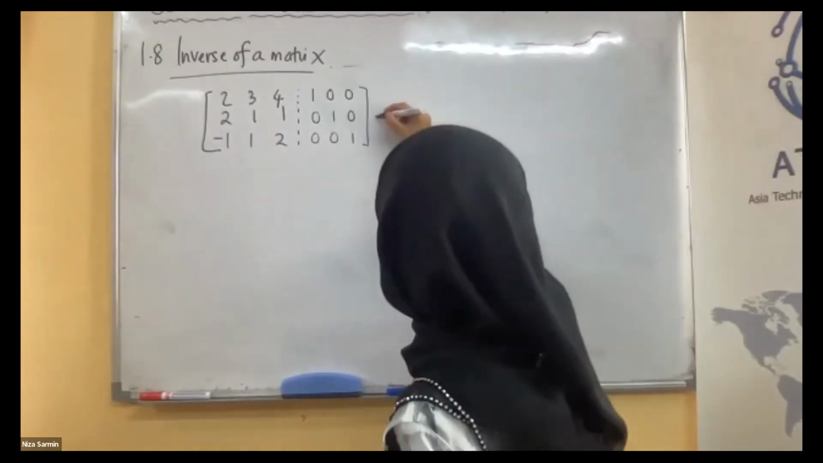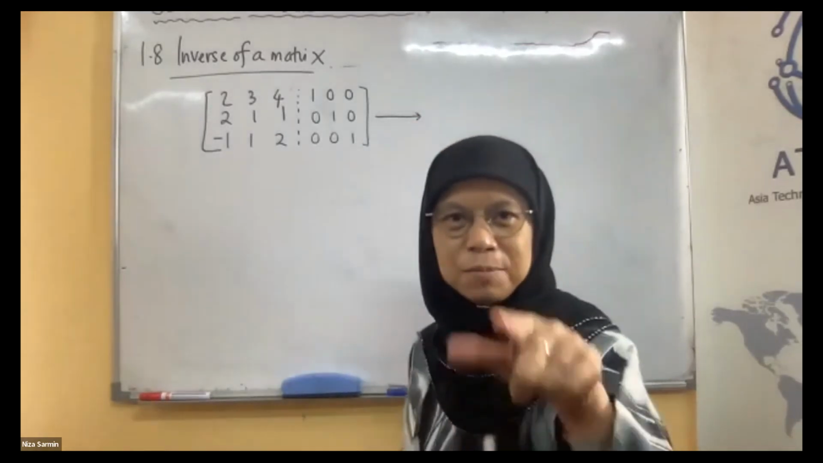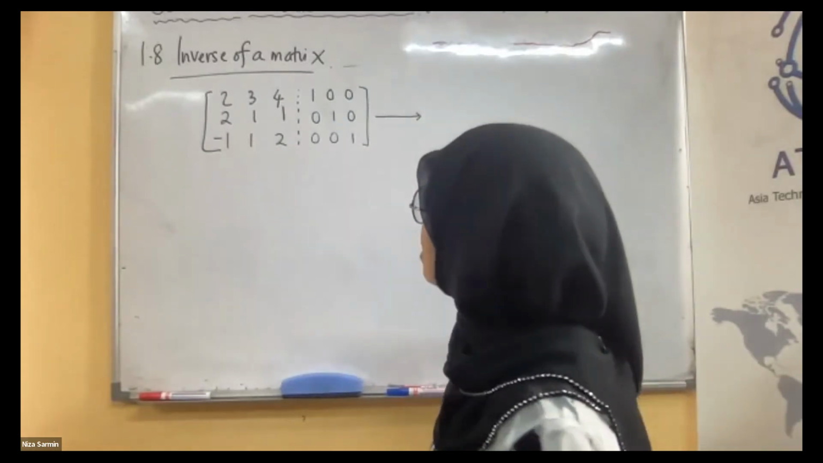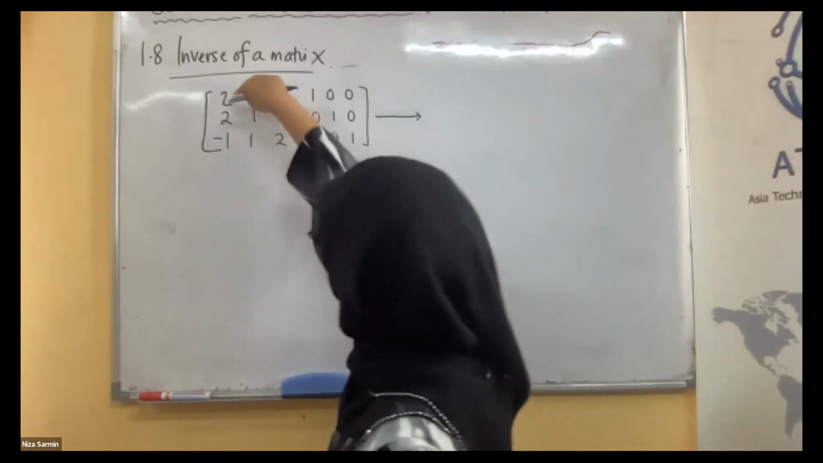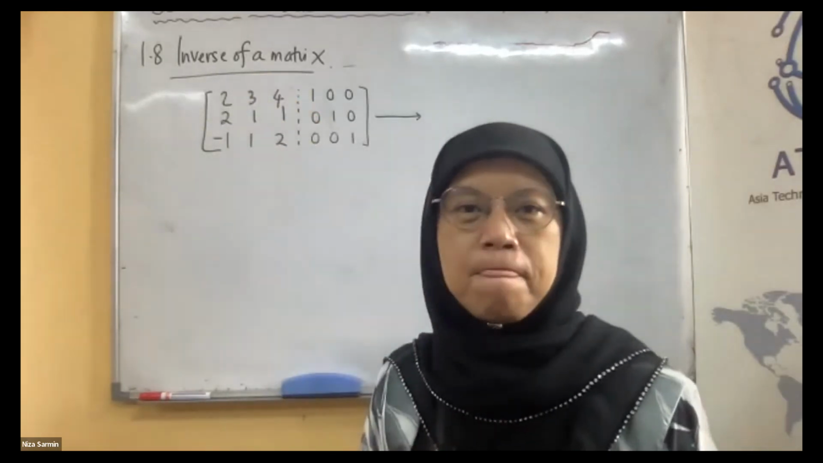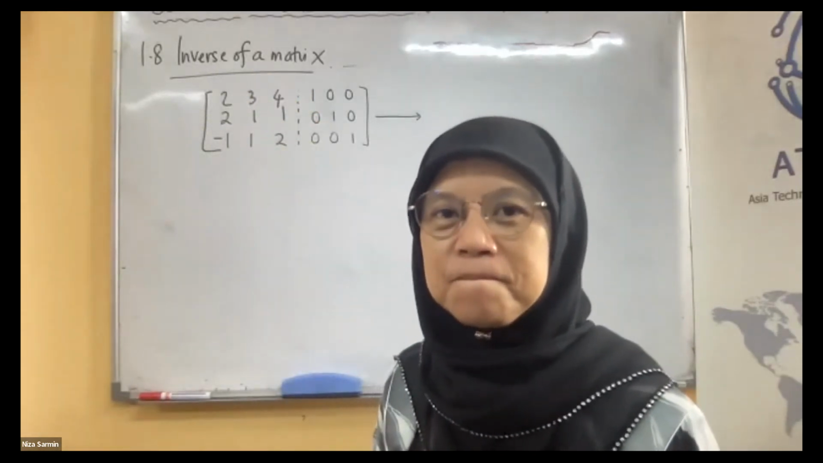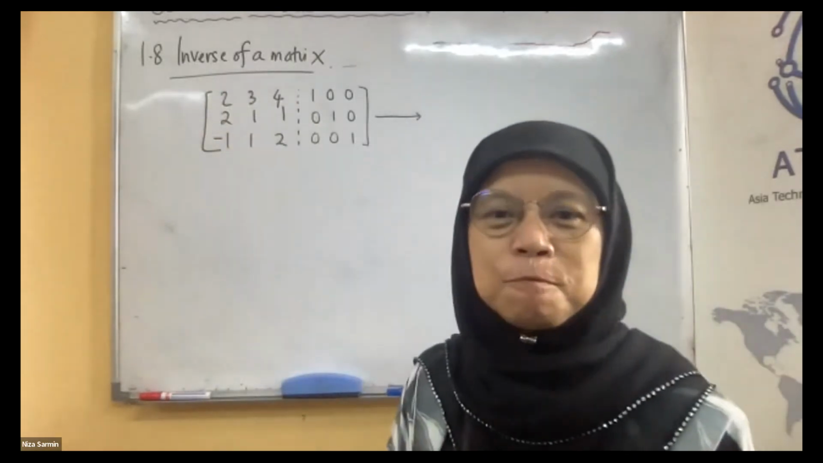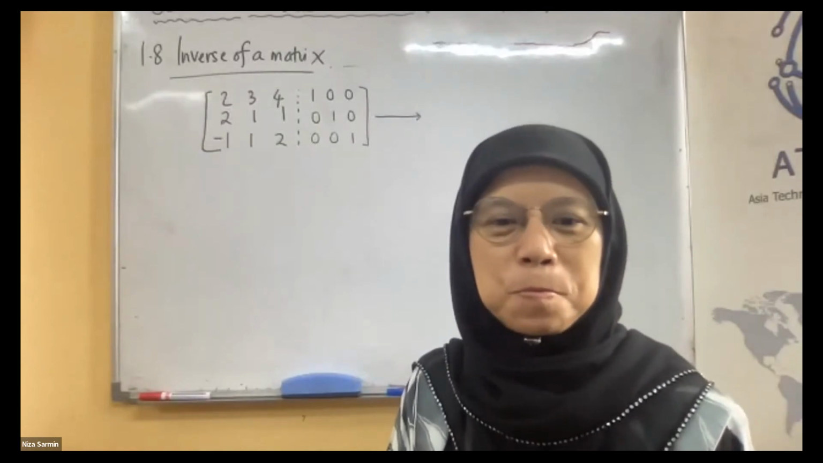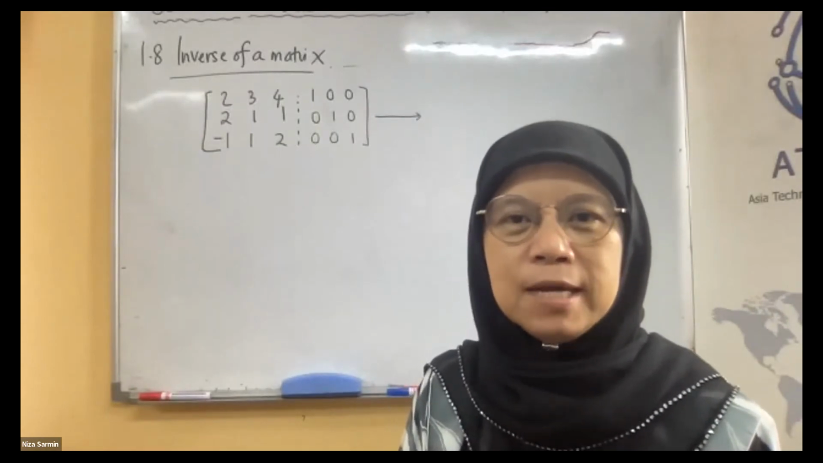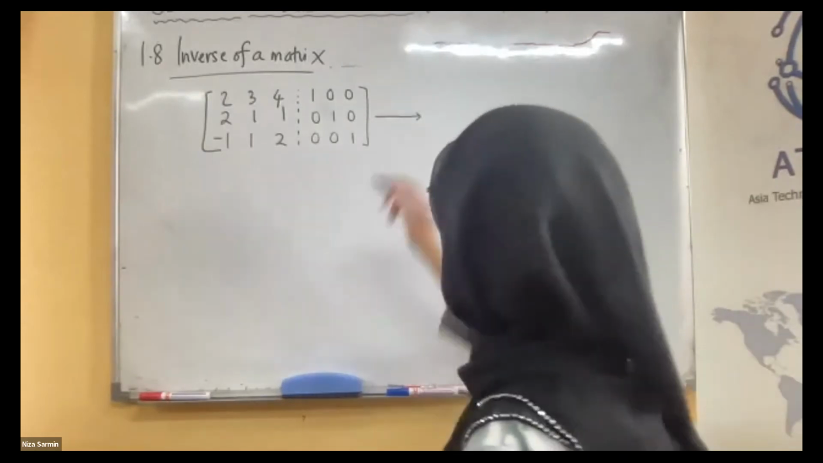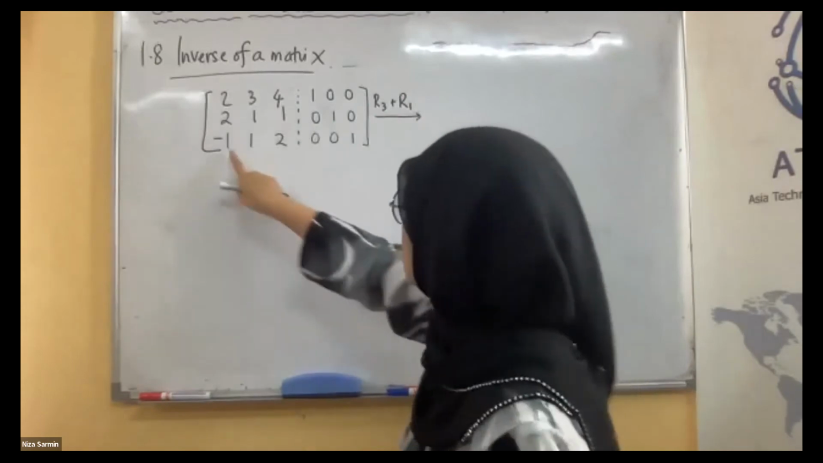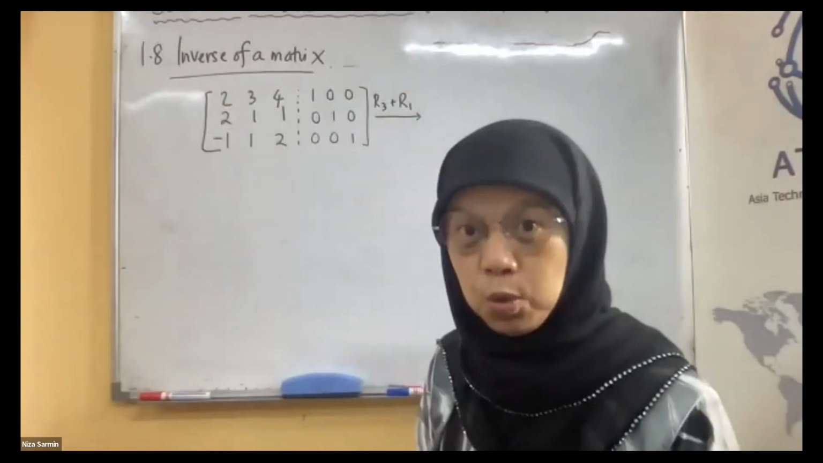You can write in the chat or you can unmute. Suggestion, how do you make this 1? Yes, row 3 plus row 1, because -1 plus 2 is 1.